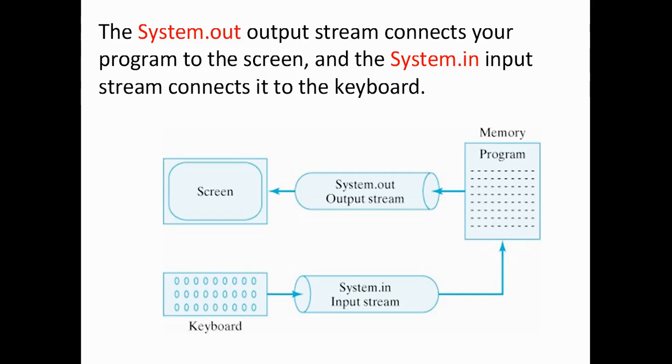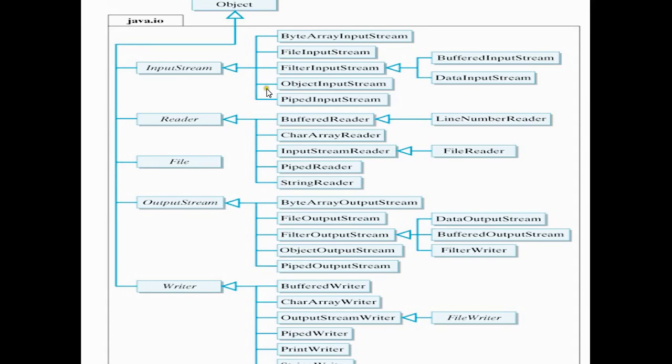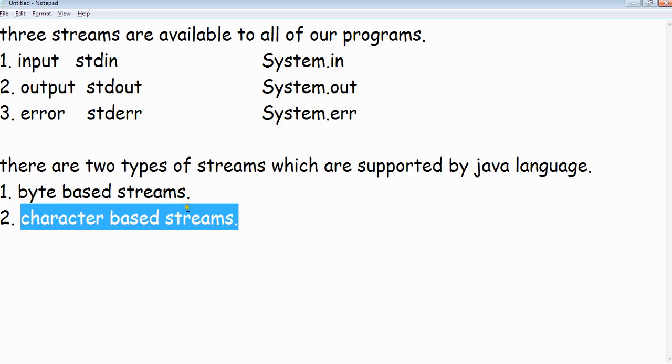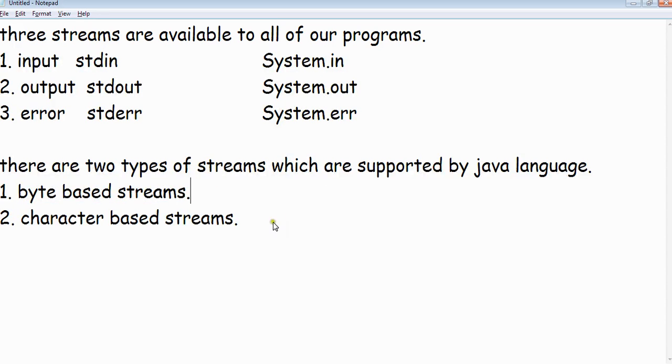As we have already seen in the class diagram where the class hierarchy is given, there are two types of classes. The first are the reader classes and the second are the byte-based classes. Now what do we mean by byte-based streams and character-based streams? If you want to read a file, there are two options. You can read the file in a byte-based fashion, or you can read the file in a character-based fashion.